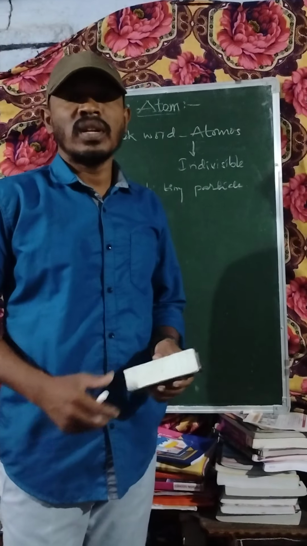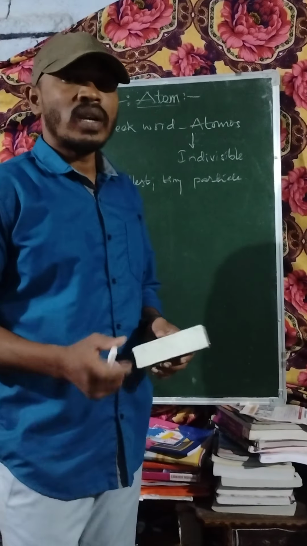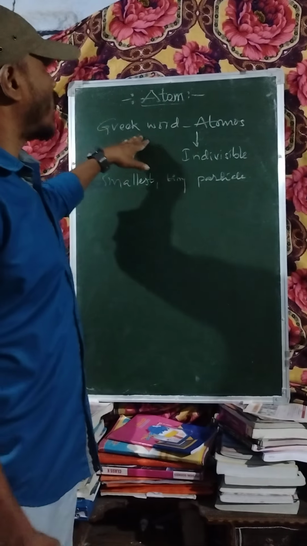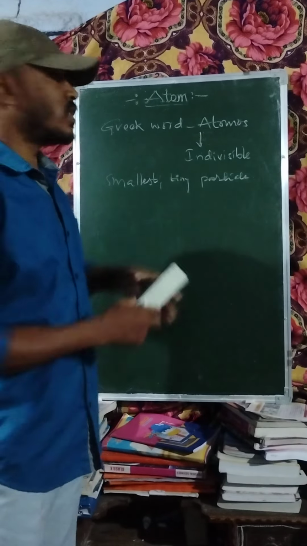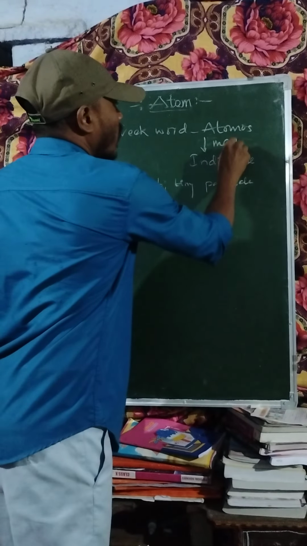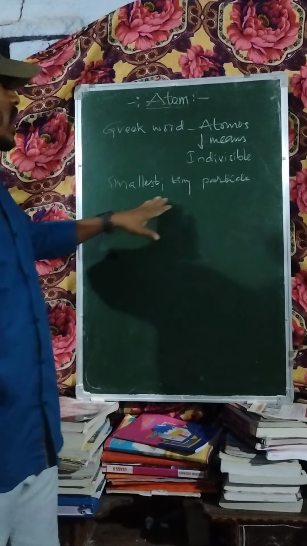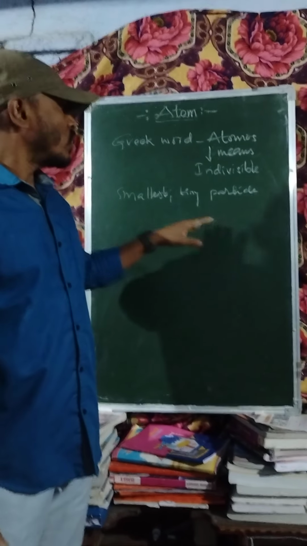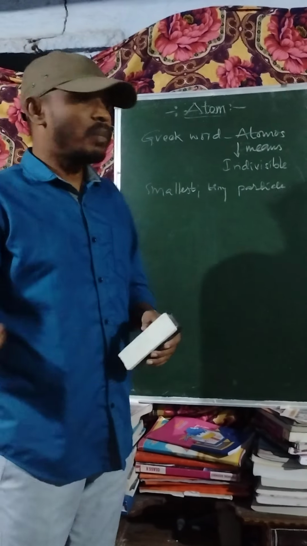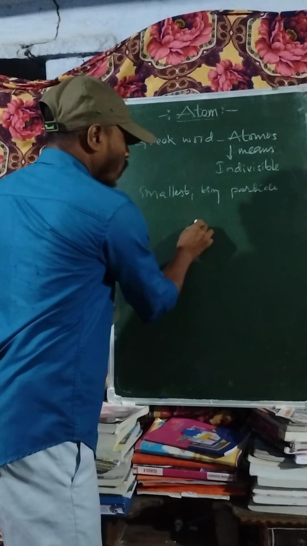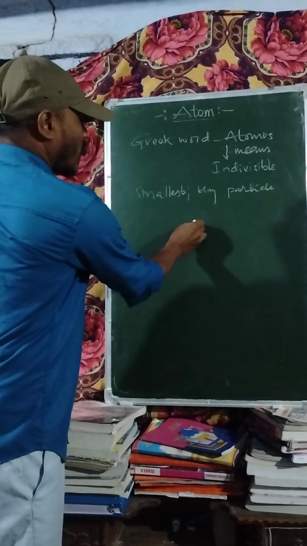Hi guys, today we will try to learn about an atom. So what is an atom? Atom is derived from the Greek word atomos, which means indivisible. An atom is a very small and tiny particle, even though we cannot see it with our naked eye. Let me put one point on this board. So for example, this is an atom.